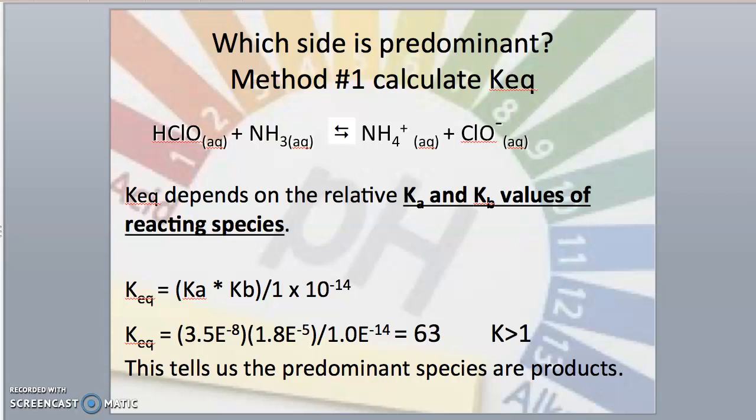We can calculate this for a reaction if we know the Ka and Kb of the reacting species, or the reactants. The relationship is that KEQ is equal to the product of the Ka and Kb of the reacting species divided by Kw, which is 1 times 10 to the negative 14th. Using a table of equilibrium constant values, we can obtain the K values for the reactants, and in this case, our KEQ is greater than 1, so this reaction is product favored. The products will determine the pH of this system.